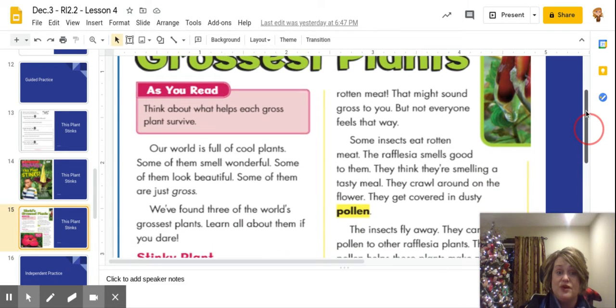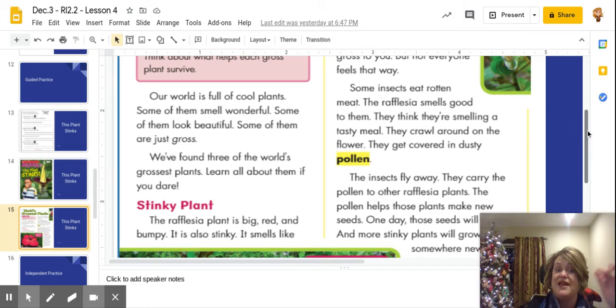That might sound gross to you, but not everyone feels that way. Some insects eat rotten meat. The Rafflesia plant smells good to them. They think they're smelling a tasty meal. They crawl around on the flower and they get covered in dusty pollen. And I'm sure Miss Roy has talked to you through your plants unit about the pollen sticking to its legs and they're able to pollinate other plants.